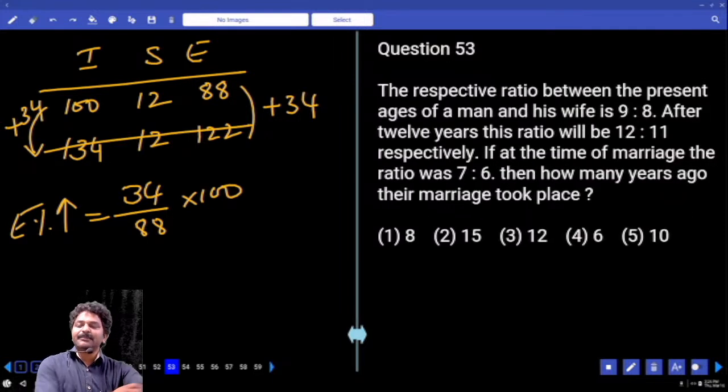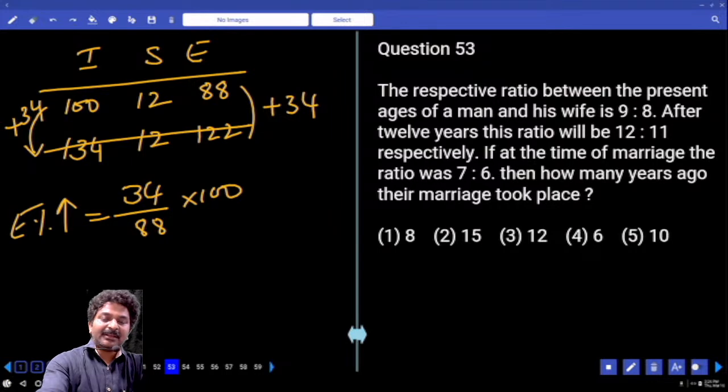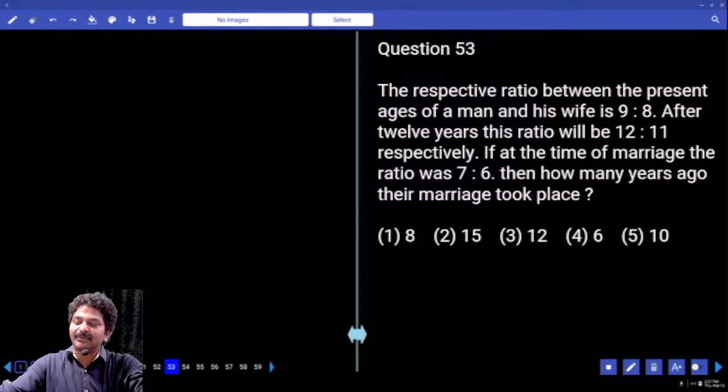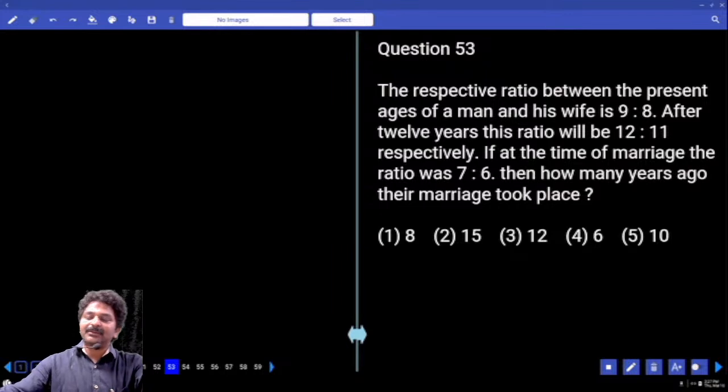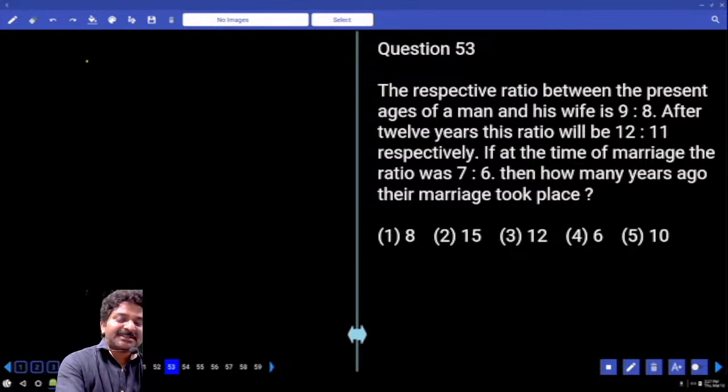The respective ratio between present ages of a man and his wife is 9:8. After 12 years, the ratio will be 12:11 respectively. If at the time of marriage the ratio was 7:6, then how many years ago did their marriage take place? Okay, at present their ages ratio is 9:8, 9 parts and then 8 parts.